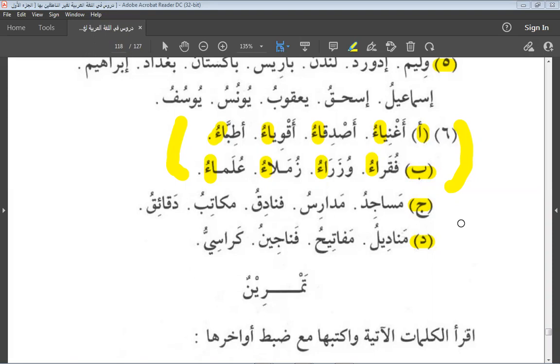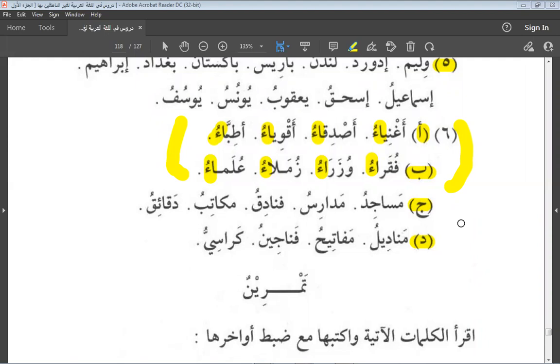And these are the examples. Masajidu, mafa'il. Madarisu, mafa'ilu. Fanadiku, mafa'ilu. Makatibu, mafa'ilu. Daqa'iku is also mafa'ilu. Daqa'iku and fanadiku, they will even fall under the fawa'il. You see, I said we have mafa'il and fawa'il. So fanadiku and daqa'iku will fall under fawa'il because they do not have the meme.